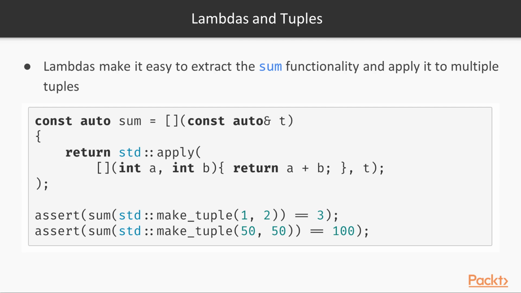In this case, we don't have to bundle the logic that I want to execute in the same place as the tuple that we want to call the function with, but we can simply say sum with a tuple and get back the result we expect. In this case, the lambda is allowing us to bind this lambda here as the first argument of std::apply and then generalize it over the tuple parameter.